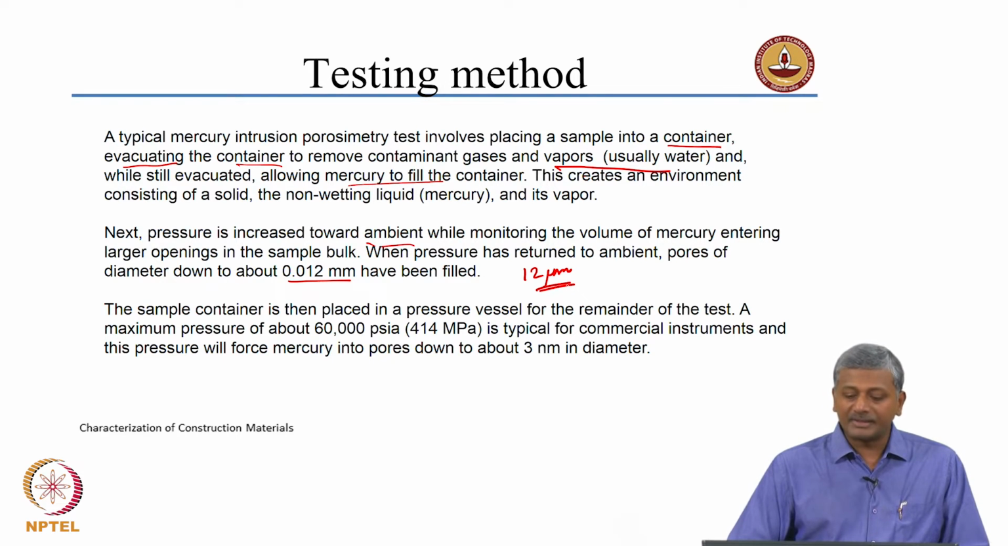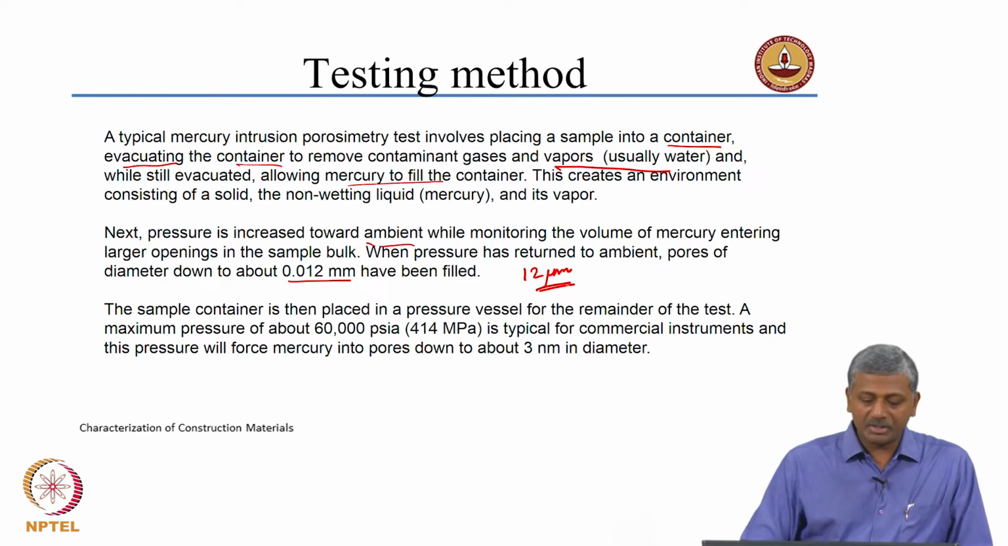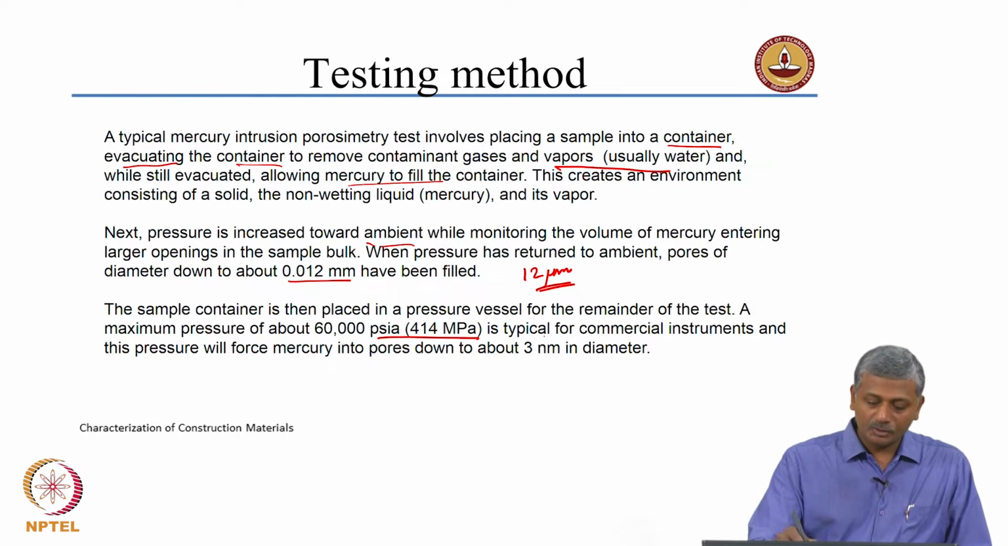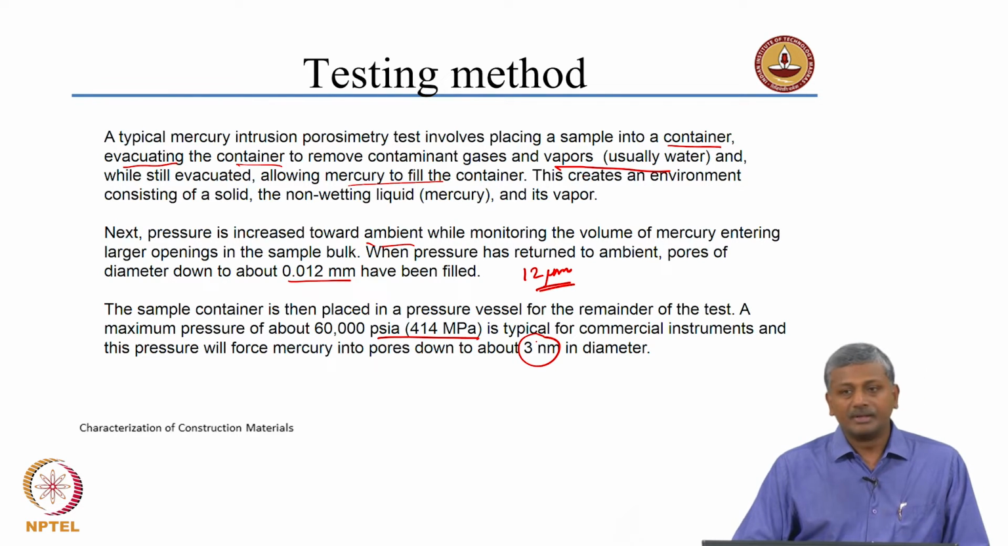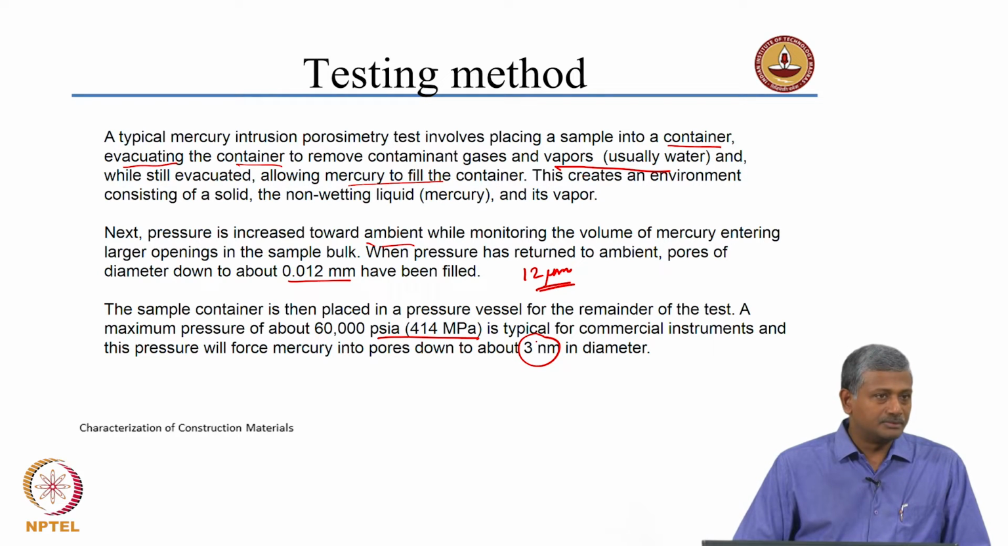If you want to go finer than this, you obviously have to transfer the sample to the high pressure vessel. The pressure vessel can go all the way up to about 400 megapascals, which corresponds to roughly 3 nanometer size pores. Now, in most porous materials, we do not really want to go beyond this. Beyond 3 nanometers, the pressures exerted will be too high, and as was asked earlier, the high pressure of the mercury intrusion may also result in damaging your sample to some extent.